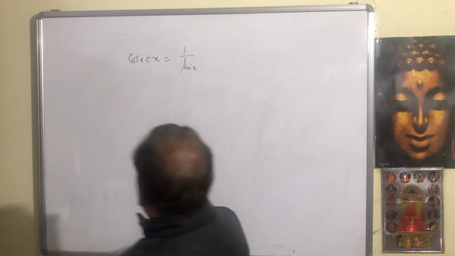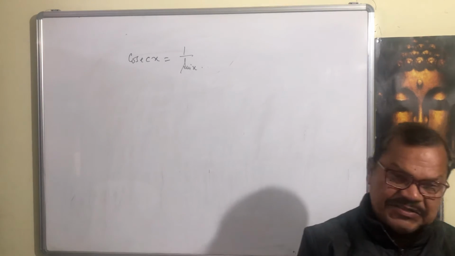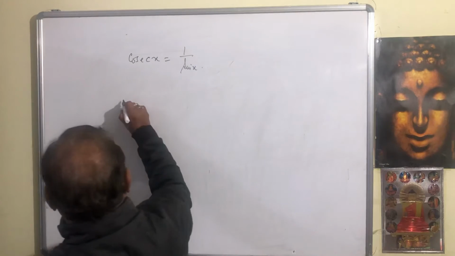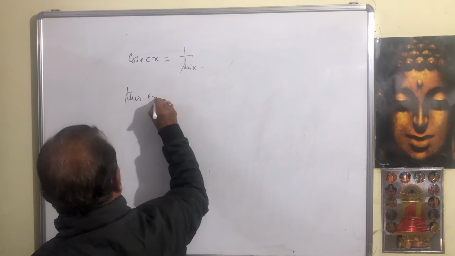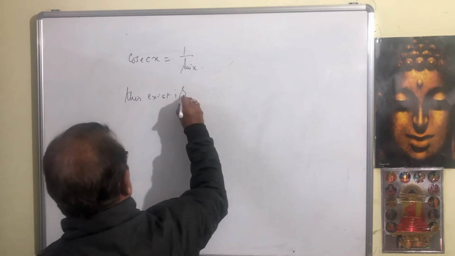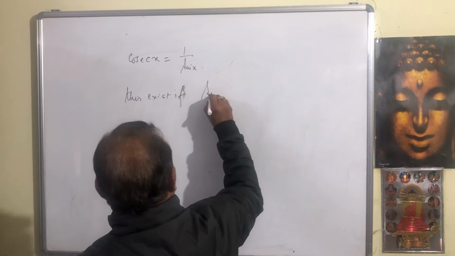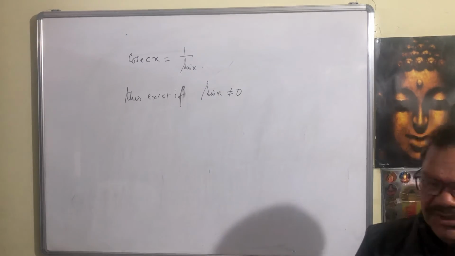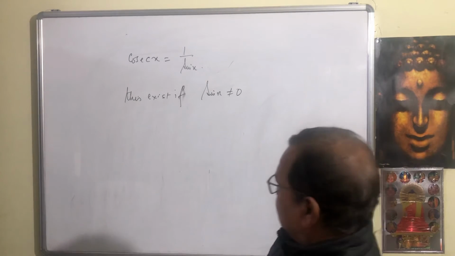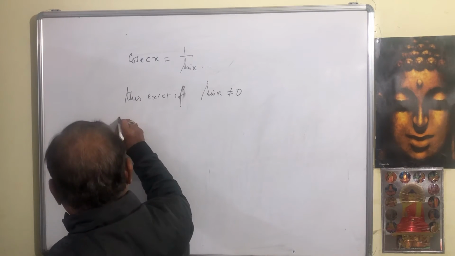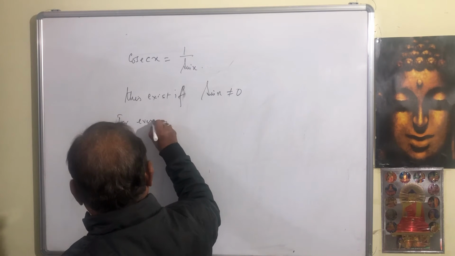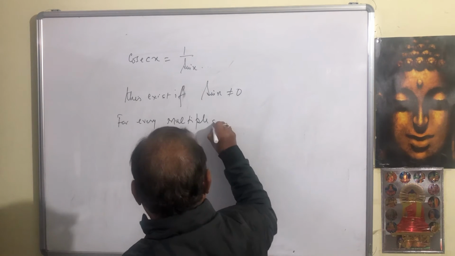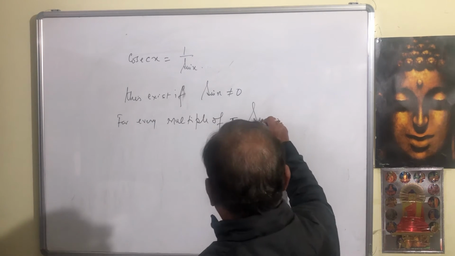Again, for the domain, we shall make certain restrictions. What restrictions? Where sin x vanishes. So we shall say this exists if sin x is not equal to 0. So just to study the domain, let us see what are the conditions where sin x is 0. So sin x is 0 for every multiple of pi, sin x vanishes.